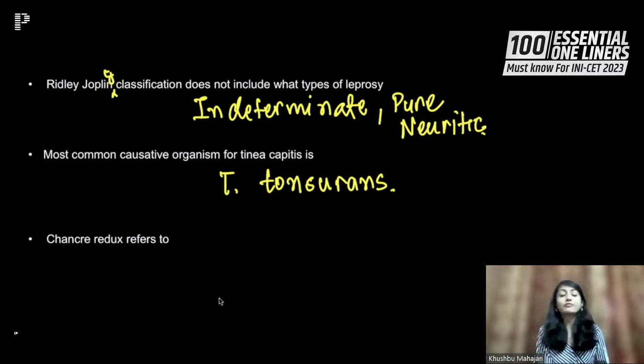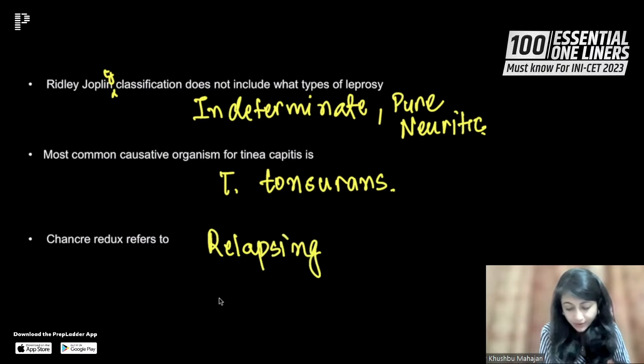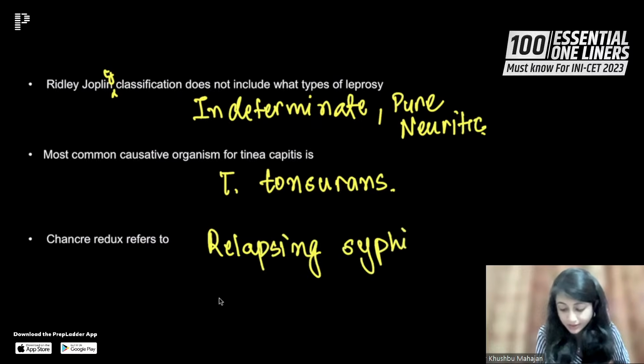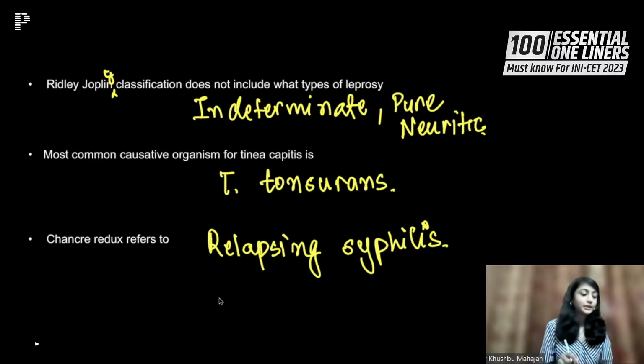Next, Shankar redux refers to. What does Shankar redux refer to? To make it simpler, which stage of... No, it is not gamma occurring at the site of Shankar. Gamma is called pseudo Shankar redux. Shankar redux refers to relapsing syphilis. So when relapsing syphilis occurs at the site of old Shankar, it is Shankar redux. When gamma occurs at the site of old Shankar, it is called pseudo Shankar redux, right?